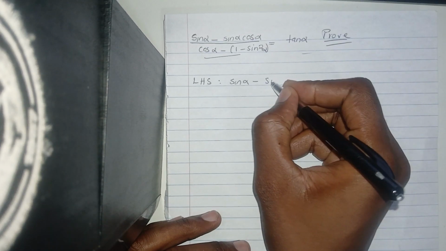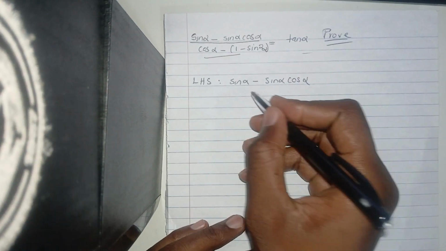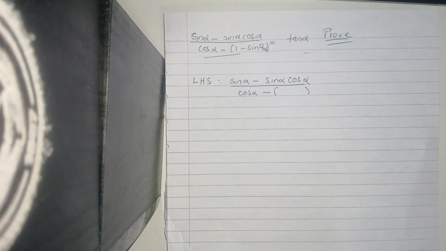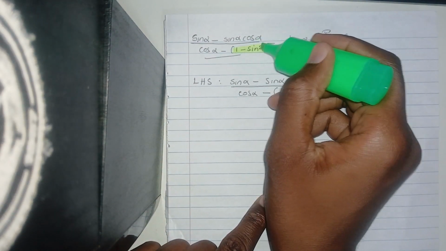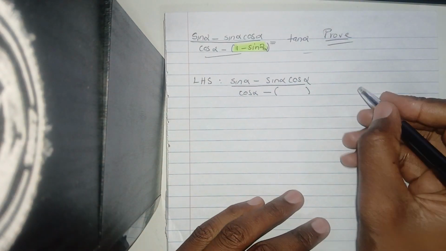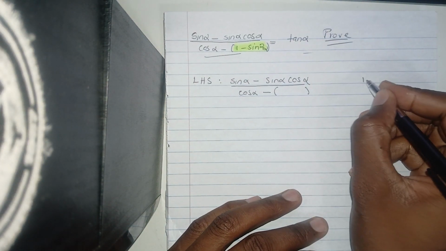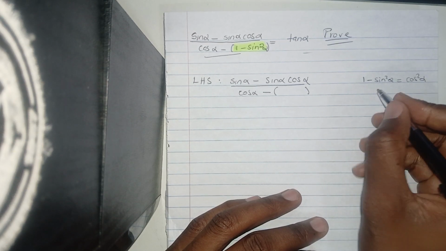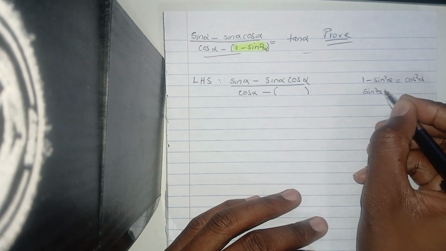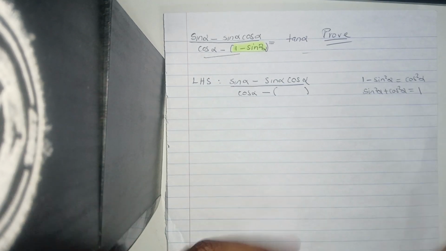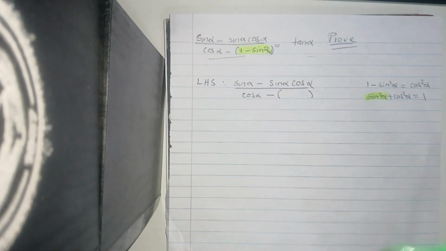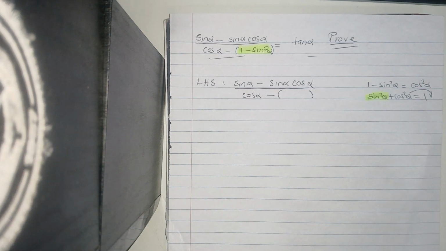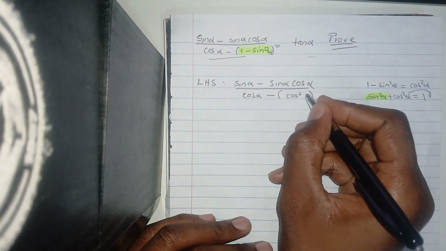Now, sine alpha minus sine alpha cos alpha divided by cos alpha minus, here you can try and remember that we have something that is actually from the identity, which is 1 minus sine square alpha. It's actually equal to cos square alpha. Why? Because sine square alpha plus cos square alpha is equal to 1, right? So when we are looking for 1 minus sine square, we have to take that side. So this one is cos square alpha, right?